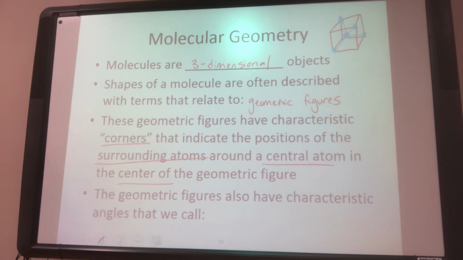Besides just the shapes, we're also going to have certain angles. So what would be the angle between this guy and this guy? This guy and maybe my central guy. What are those angles? And those are going to be called bond angles. Okay, so these are going to be called bond angles.